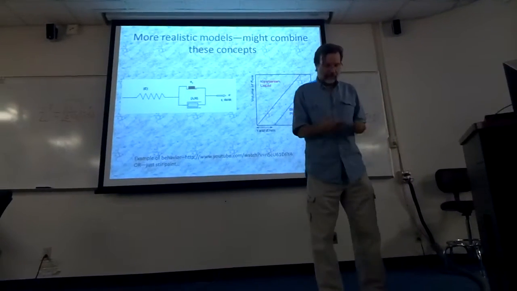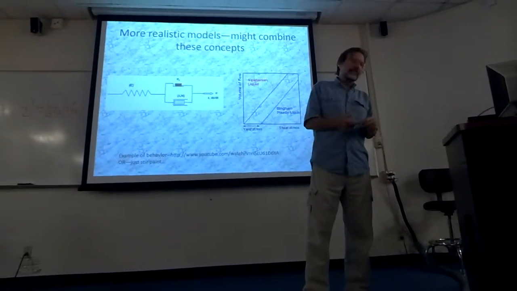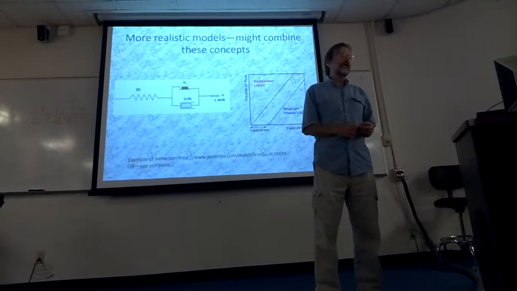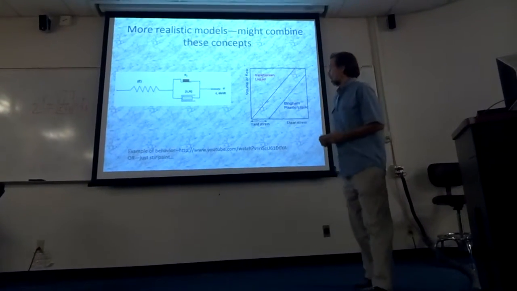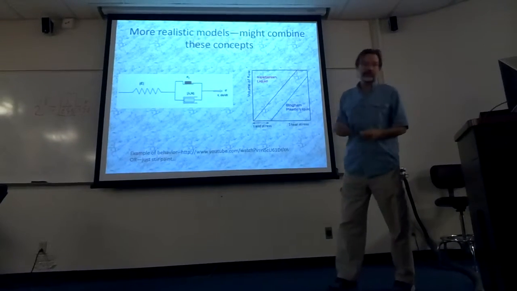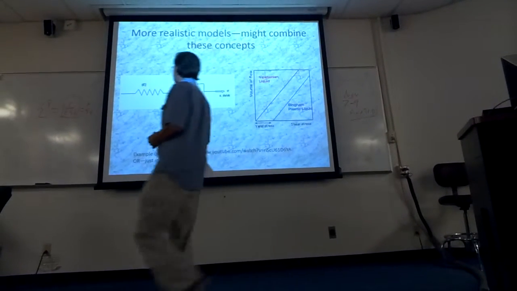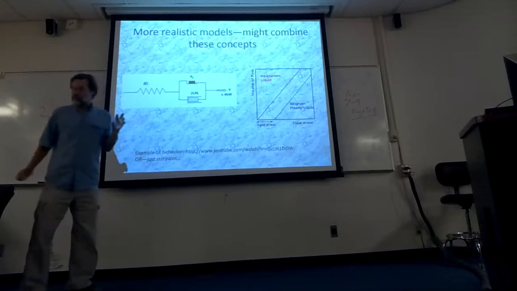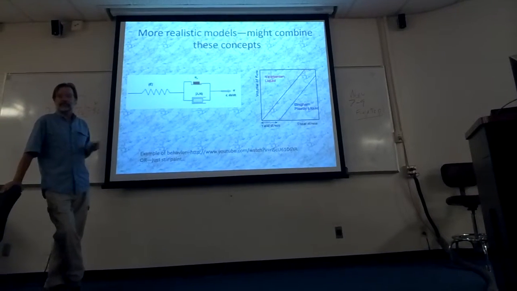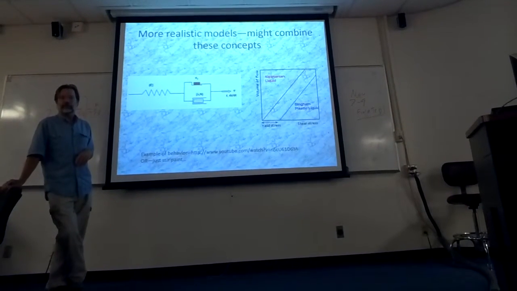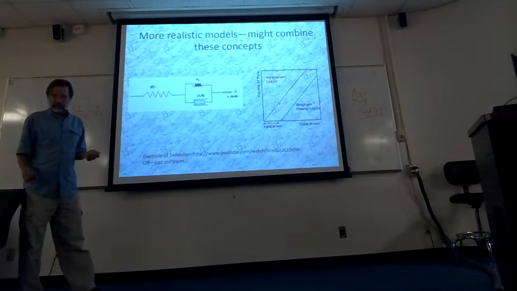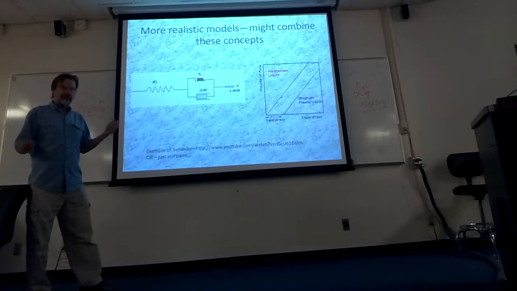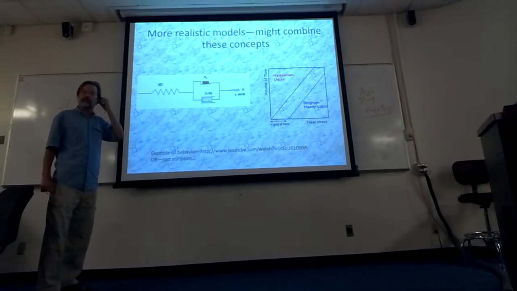Now, all of these models, elastic, viscous, and plastic, are ideal laws. Real things don't really behave that way. And this is a good example of one way that you can model a more realistic type of behavior that might be more diagnostic of, say, an earth material, by combining the effects of all three of those different materials.